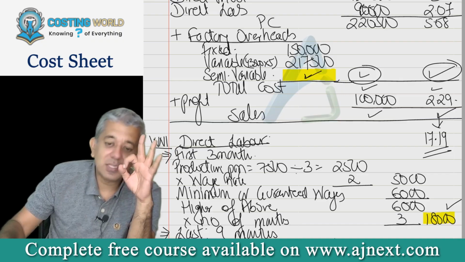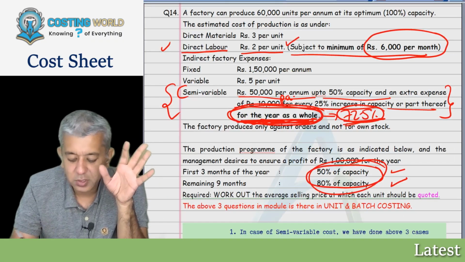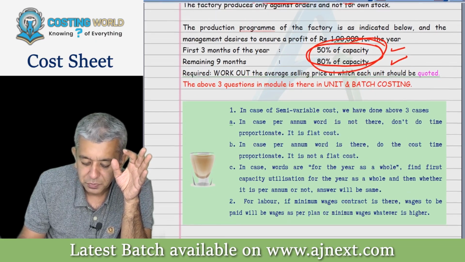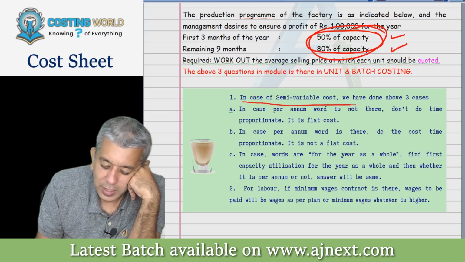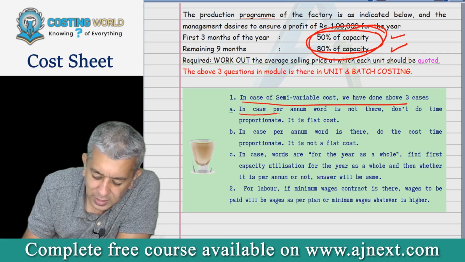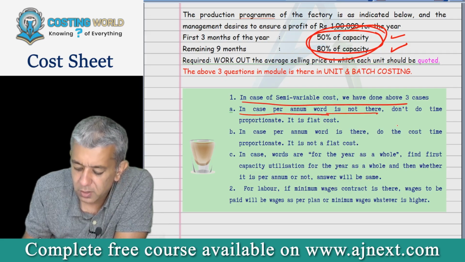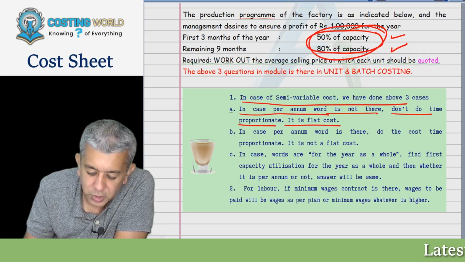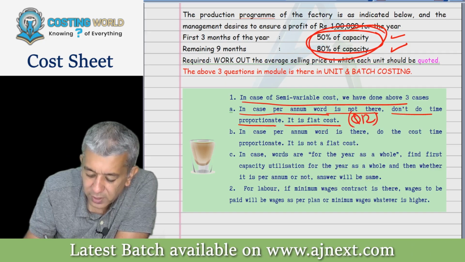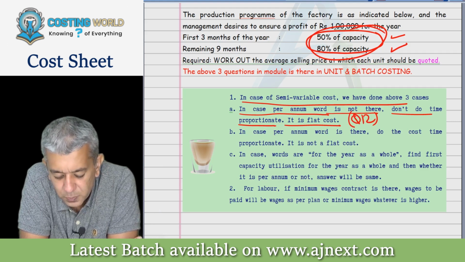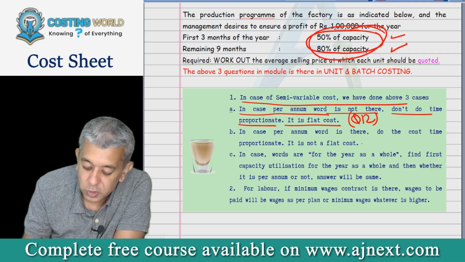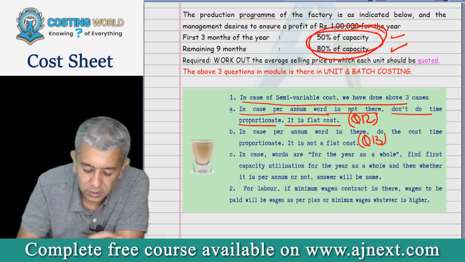Now, since yesterday we have done 3 questions. Towards the end of this question, I have the summary of all the 3 questions. In case of semi-variable cost, we have done 3 cases above. In case the per annum word is not there, do not do time proportionate. It is a flat cost. This was your question number 12. You can write it. In case the per annum word is there, do the cost time proportionate. It is not a flat cost. That was question number 13.